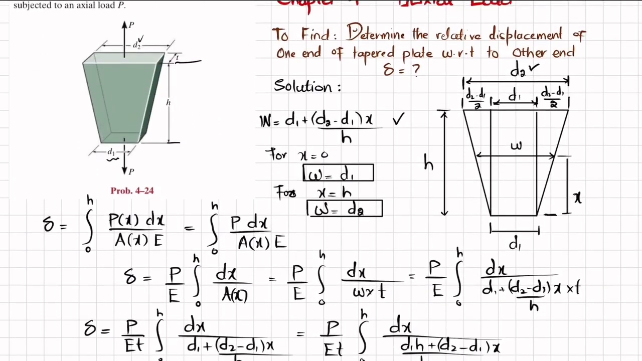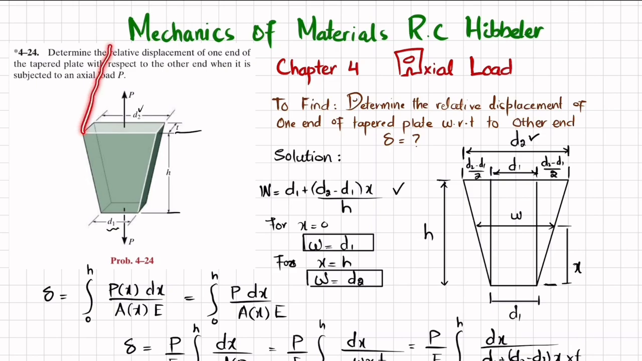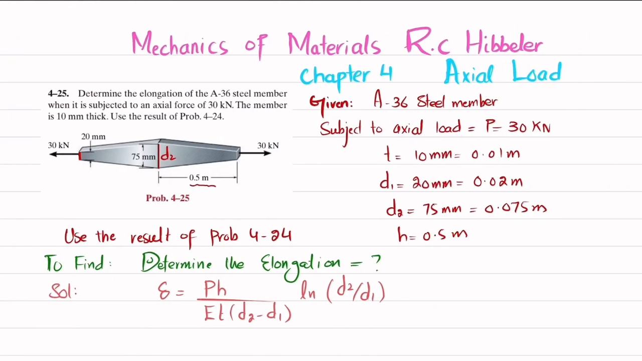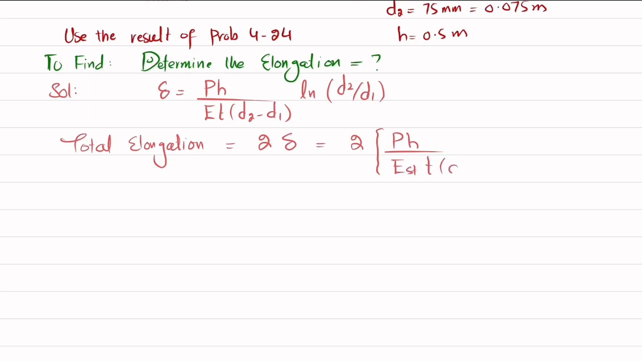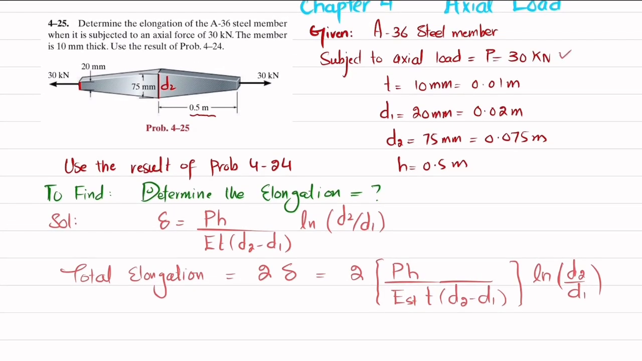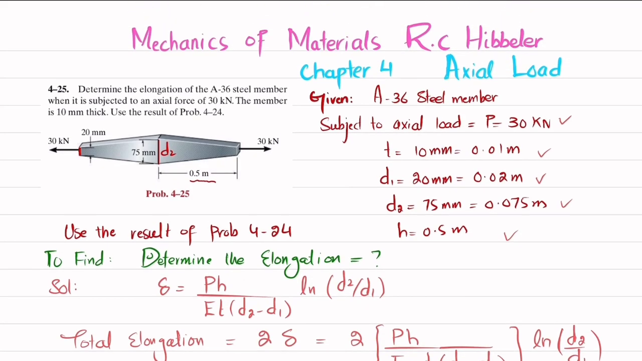So you are aware. Now you can see this is the half portion. So if I add other half like this, so this problem will be exactly the same like this one. You can see this is half and this is half. So total will be this one. So for that, our total elongation in this case will be equal to 2 times of delta. So you can put the value 2 into PH divided by E of steel member. So we will write E steel into thickness, (D2 minus D1) into ln of D2 over D1. So you have all the values. You can see you have P, you have T, you have D1, D2, H. You do not have E for steel member.